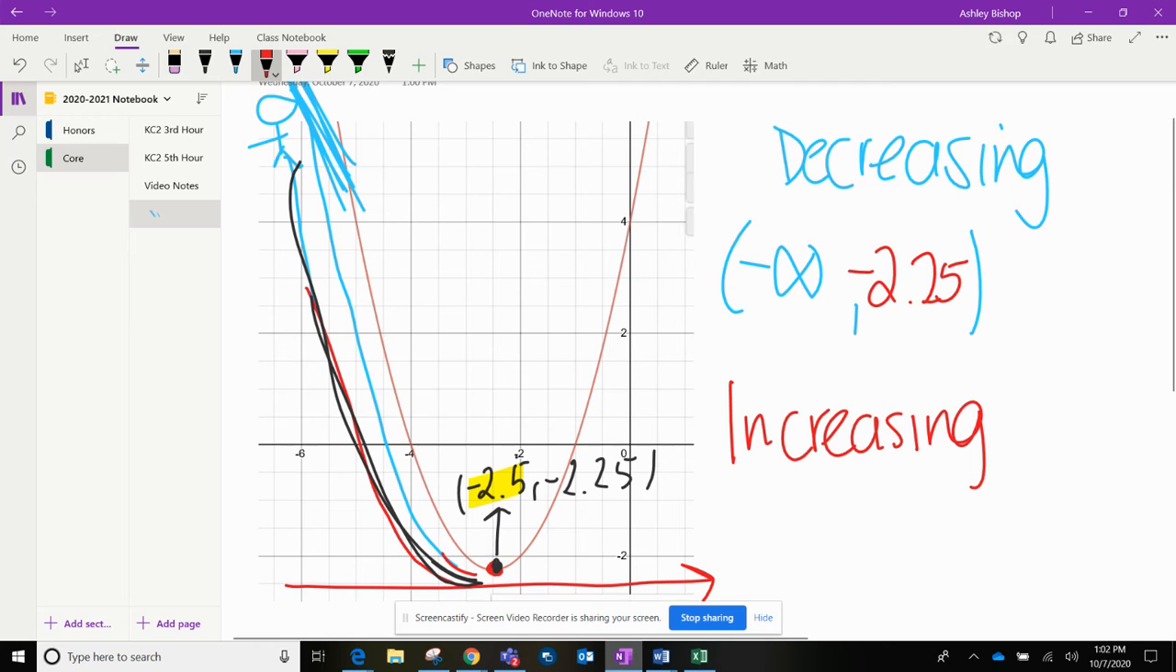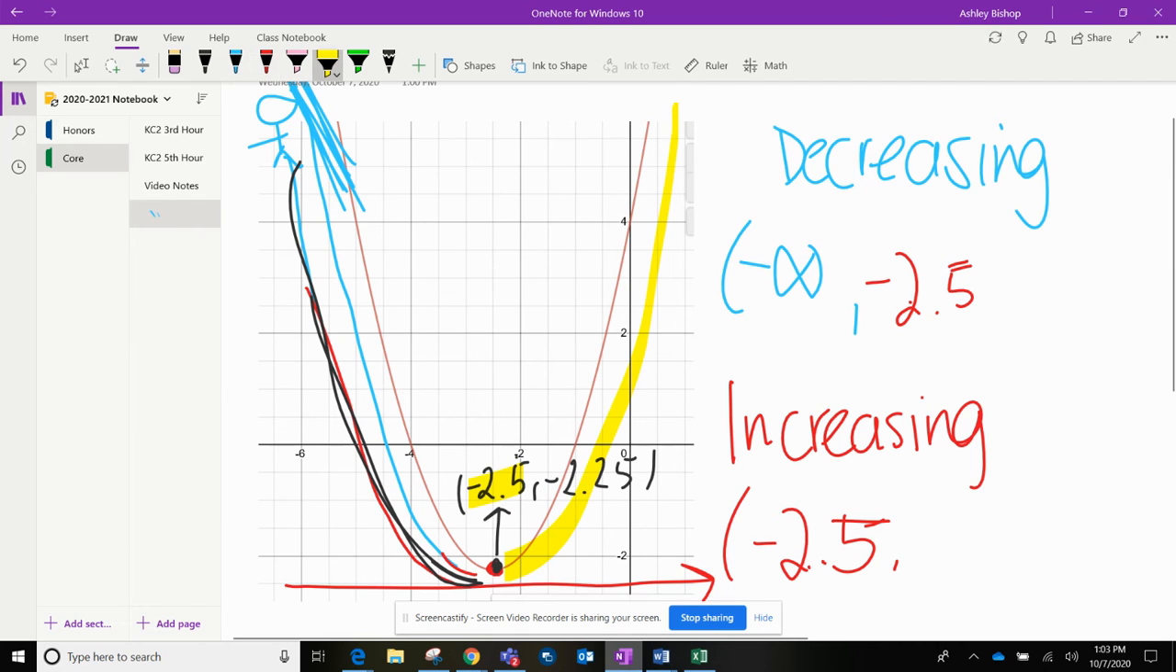And I am increasing. Remember, wherever I stop decreasing is where I need to start increasing. There should be no jumps. So I stopped decreasing at negative 2.5. It's the first number, negative 2.5. Comma, I stopped there and I'm going forever. I'm increasing forever to the right. I'm increasing forever up and to the right. And that number is going to be infinity. So remember, start, comma, finish. They need to go in order, start, comma, finish. So that's my increasing and decreasing.